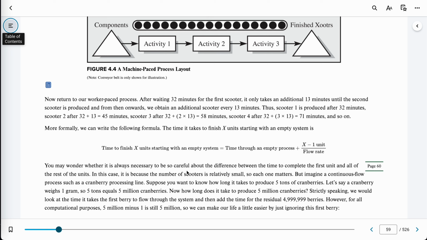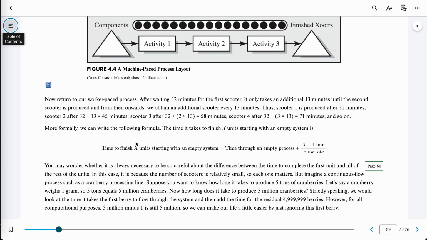Now, the first scooter takes 32 minutes to be produced, and the second scooter will be produced at 45 minutes, the third scooter at 58 minutes, the fourth at 71, and so on. So what is the time to finish X units starting with an empty system? Usually we would just base it upon the 13 minutes it takes per unit, but instead you realize that the first one takes 32 minutes, and from that point onwards it takes 13 minutes. And that's the idea here. So the time to finish is 32 minutes for the first, plus the remaining X minus 1 units, which get produced at 13 minutes per unit.